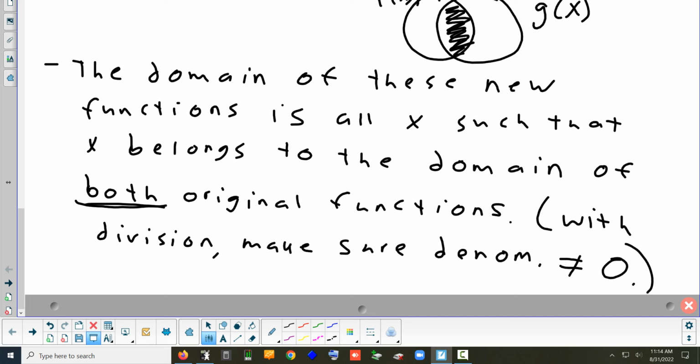Division is the only operation that kind of introduces that extra thing that could happen. Because with adding, subtracting, and multiplying, you never introduce a new denominator that wasn't already in your problem to start. But with division, you can.